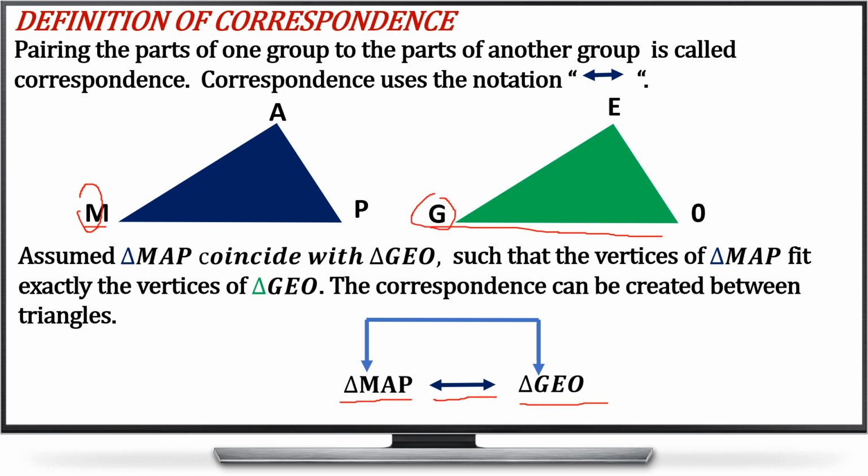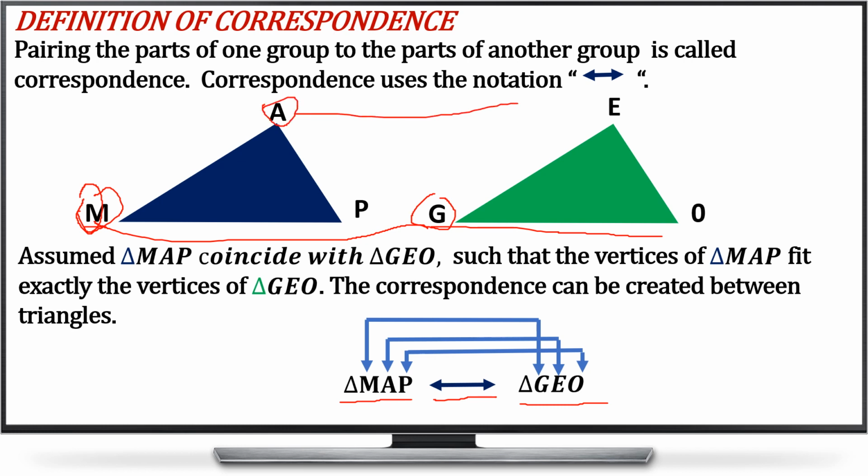Ibig sabihin nun, yung katulad na pwesto ng vertex M ay para po kay G. Then we have vertex A ay para naman po kay E. At yung vertex P ay para naman po kay O. Sure? Ang bawat vertex sa kanila ay may katapat or saktong partner as the correspondence to each other. Maliwanag.